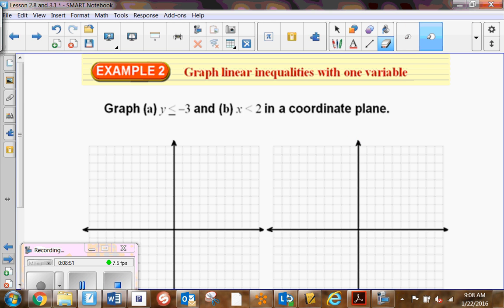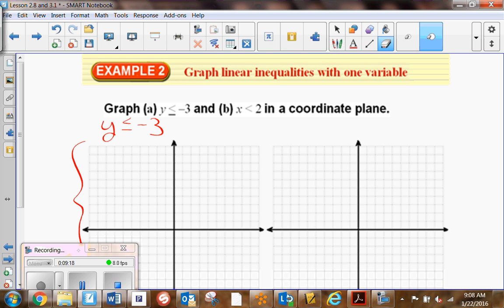Now, what if you have an equation like this? y is less than or equal to negative 3. Your first thought is going to be, well, there's one variable, therefore aren't I just doing this on a one-dimensional number line? Well, not exactly, because they've given you a coordinate system to graph it on. And that should give you a hint that this is a line, not something you would graph on a number line, even though there's only one variable.